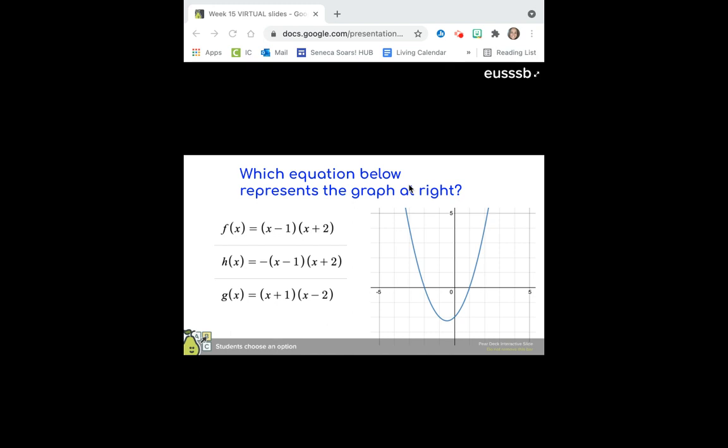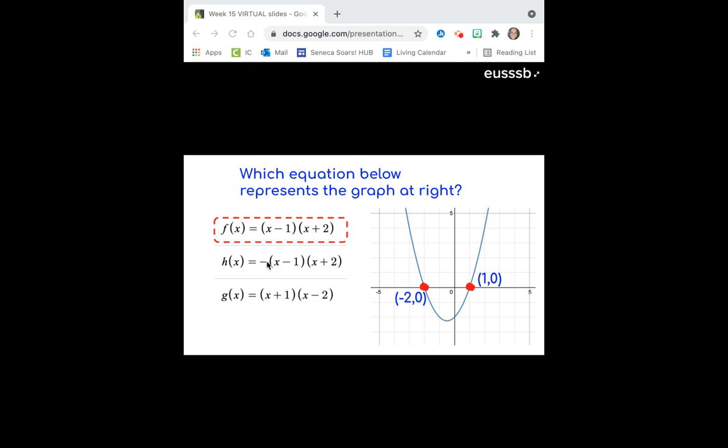All right, so it looks like we got some disagreement here. So the correct answer here is actually going to be the first equation, f of x. The reason that it's f of x is because it's got a positive orientation on the graph. So that automatically knocks out the second equation, h of x. And then now we just have to remember that we flip the sign from the graph to the equation.